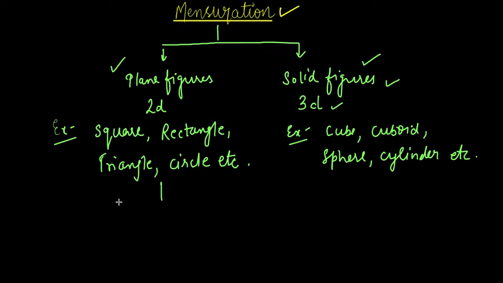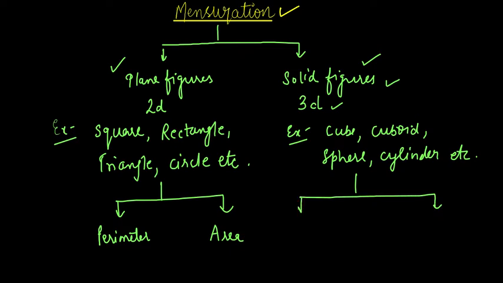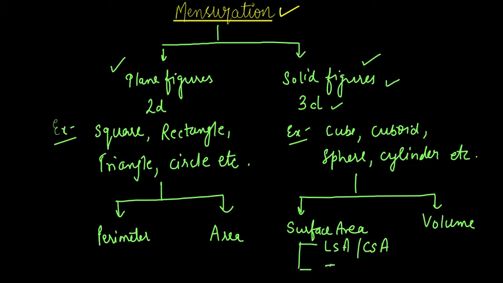Right? Till class 7, in plane figures, we have calculated the perimeter and area of 2D figures. Now along with that, we will learn to calculate the surface area and the volume of three-dimensional figures. In surface area we will be studying LSA, and we will be using CSA also in the case of a cylinder, and we will learn TSA. So LSA is lateral surface area, CSA is curved surface area, TSA is total surface area. This complete concept I will explain as we move further in the chapter.